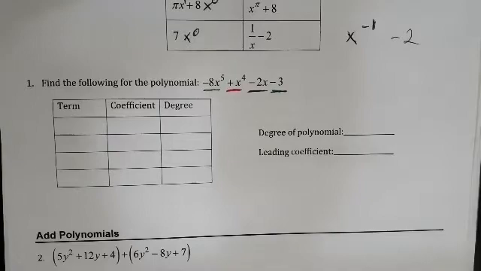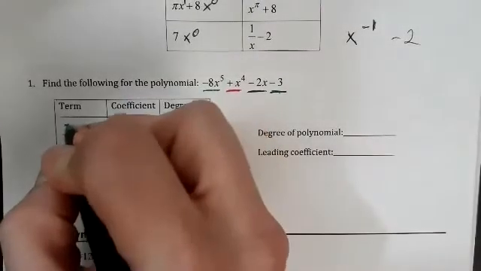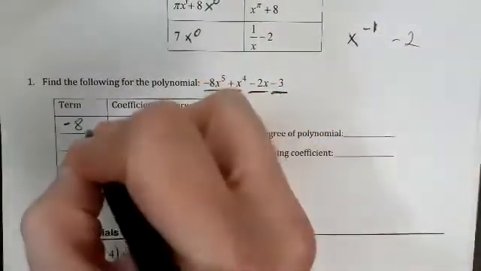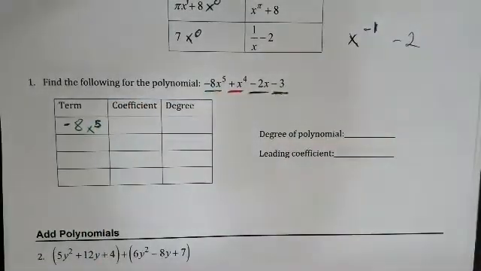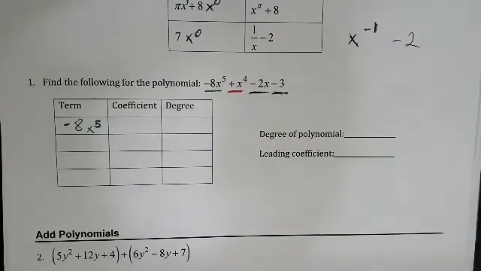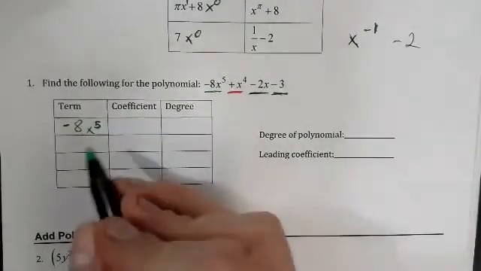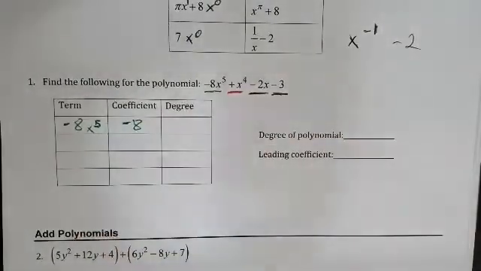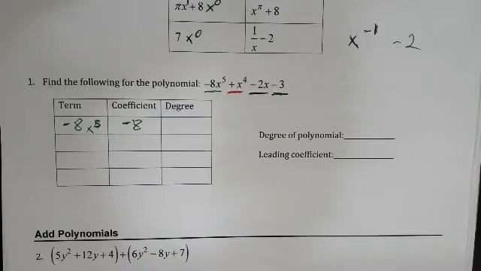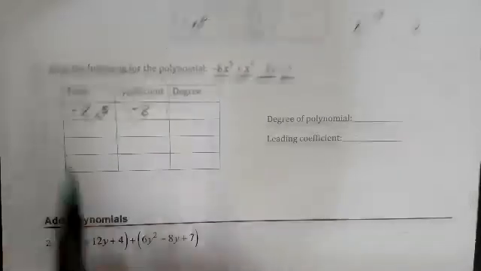So for the term, I want to write the whole thing I have underlined there, the minus 8x to the 5th. Okay, and if I want to know what the coefficient on this term is, what is the coefficient here? So the coefficient is the thing that is not the variable. The coefficient here is minus 8. The degree of this refers to the power of your variable. So the power here is 5.